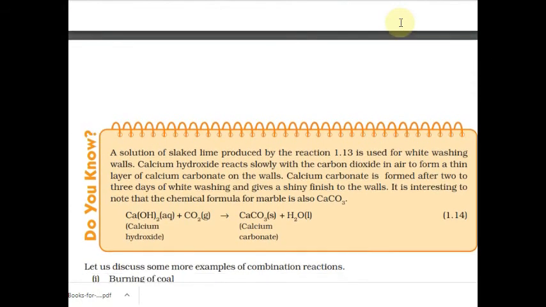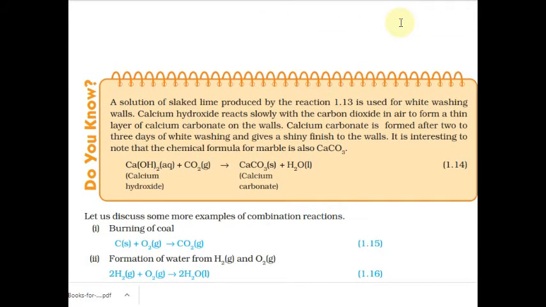A solution of slaked lime produced by the reaction 1.13 is used for whitewashing walls. Slaked lime solution, where is it used? Whitewashing walls. Calcium hydroxide reacts slowly with the carbon dioxide in the air to form a thin layer of calcium carbonate on the walls. Calcium hydroxide, Ca(OH)2, reacts slowly with carbon dioxide in the air. When calcium hydroxide reacts with carbon dioxide, calcium carbonate is formed, CaCO3.